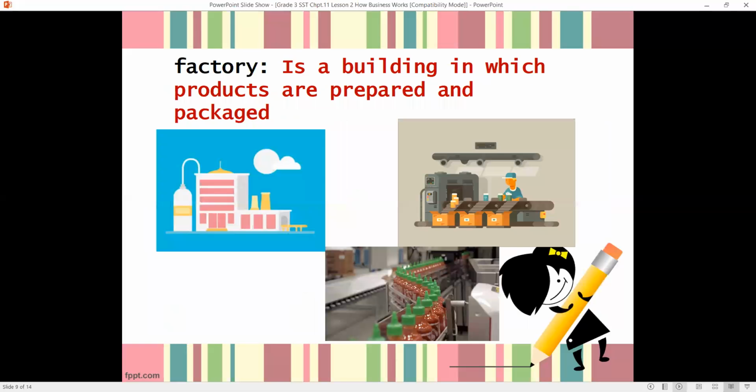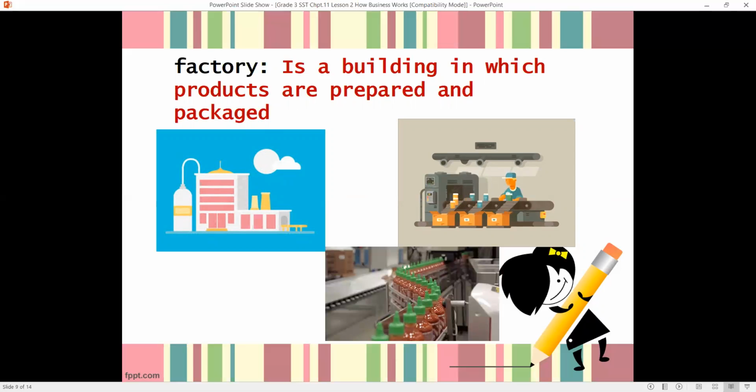The next word we come to is factory. What is a factory? A factory is a building in which products are prepared and packaged. When all the machines are made, the machines are put in the factory. In the factory, these machines produce goods on a large scale, meaning a large number of goods are prepared at a time. As you can see in the picture, in one place all the bottles are moving in a line. In the other place, the Tetra packs are being packed.